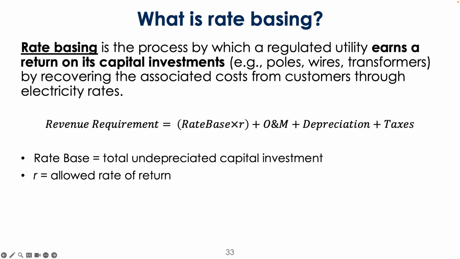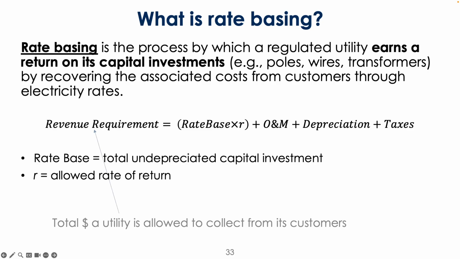Basically, I install all this distribution infrastructure and I say, okay, everybody is going to have to pay for it. And there is an equation that describes all this. Rate base multiplied by your rate of return, plus your O&M, depreciation and taxes, so all of your other costs. The sum of all of that is known as your revenue requirement. That revenue requirement is the key piece here. This is the money that a utility is allowed to collect from its customers.